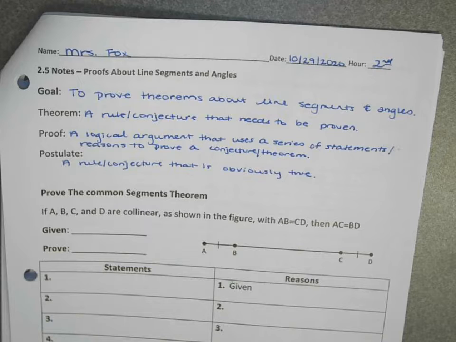Okay? And I've talked about it a little bit because we said that a theorem is a rule or a conjecture that needs to be proven, and that's how we defined it before. And now we're going to actually talk about how we are going to prove these theorems. So a proof has to be a logical argument, has to use definitions and rules that we already know. So it uses a series of statements and reasons to prove a conjecture or theorem.